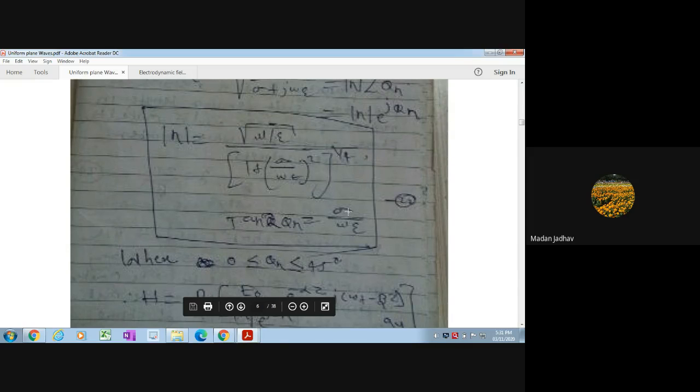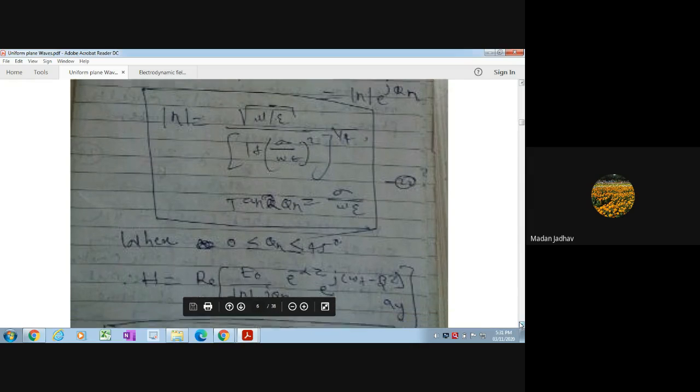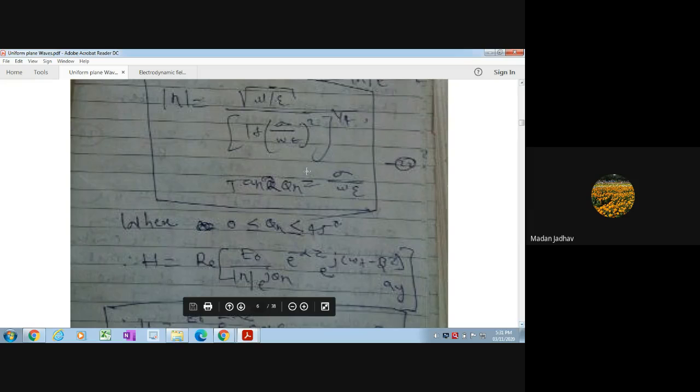And how can we find it? It depends upon the conductivity of the medium. It also depends upon the permittivity of the medium and the angular frequency of the wave which is propagating through the medium. By using this equation you can find out the phase angle between the electric field and the magnetic field. If you know these three parameters, then it is possible to find the phase angle between the electric field and the magnetic field.